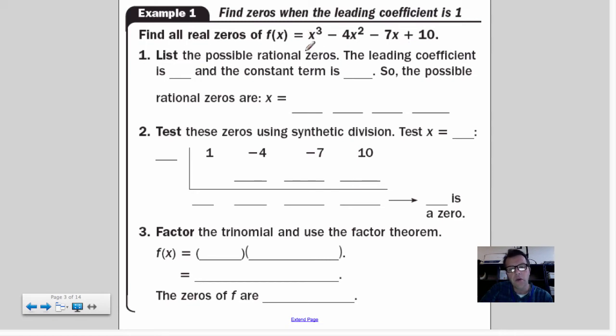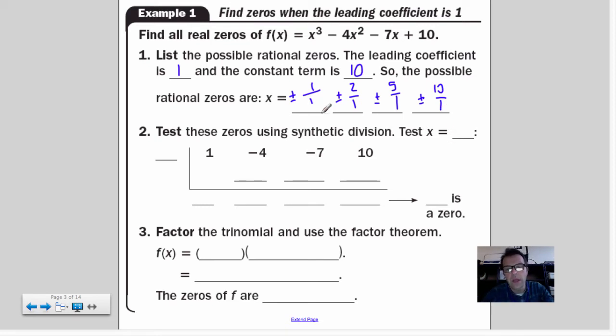So again, think of the leading coefficient here as 1. This constant term is 10, so the factors of 10 are 1, 2, 5, and 10. So leading coefficient is 1, and the constant term is 10. Our possible roots are plus or minus 1 divided by 1, plus or minus 2 divided by 1, plus or minus 5 divided by 1, plus or minus 10 divided by 1. And so here, you need to start testing different zeros.